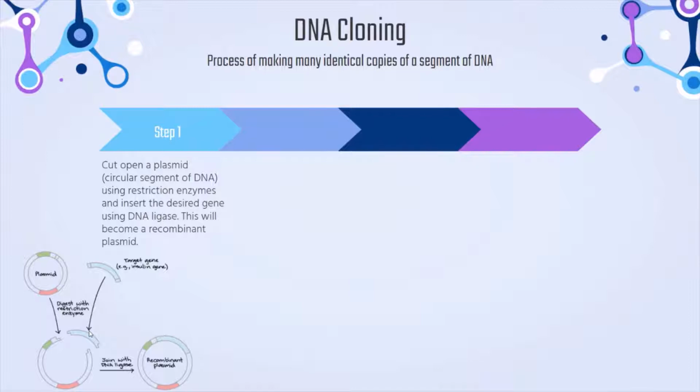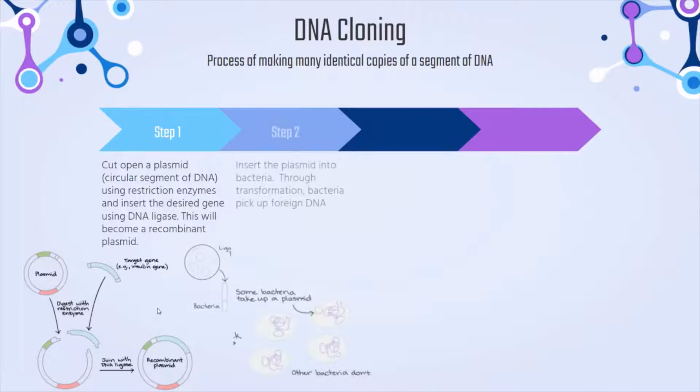And we cut it open using restriction enzymes. You would then insert the desired gene using DNA ligase, and this will become something called a recombinant plasmid. In the next step, we will insert the plasmid into the bacteria, and through transformation, bacteria will be able to pick up the foreign DNA.